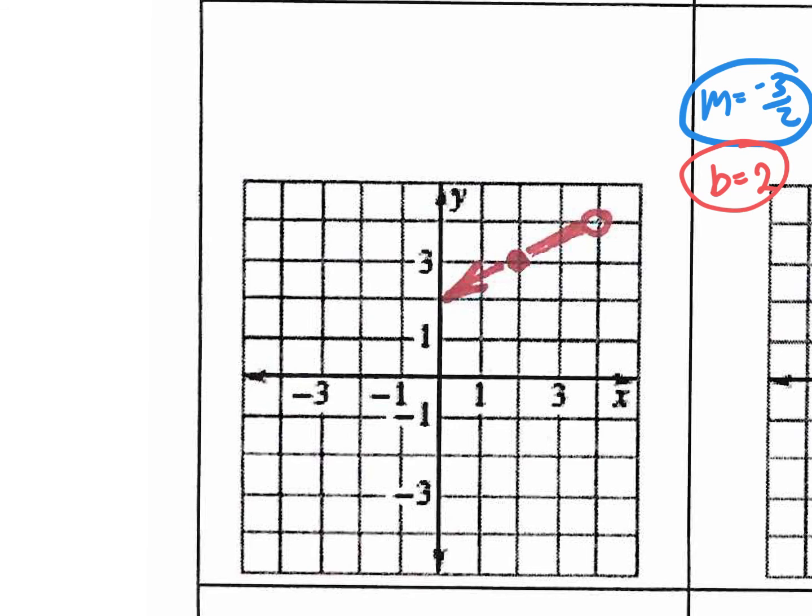Too easy. Could somebody just tell me the equation of this line already? Y equals what? 1/2 x plus 2. Exactly. The slope is 1/2. The b value, you could clearly see that it crosses right there at 2.